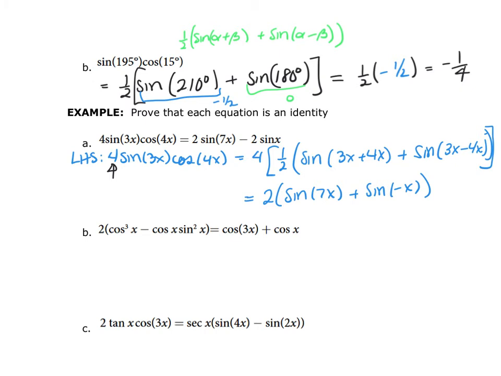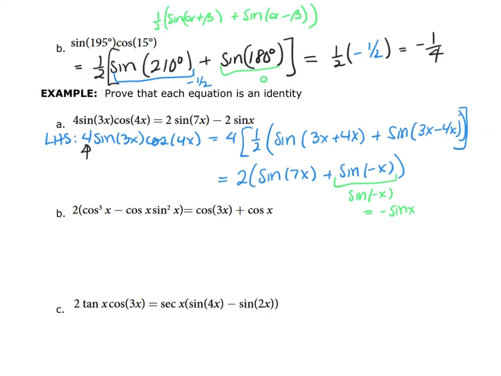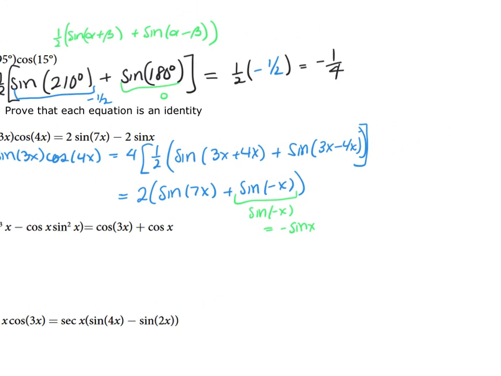Now remember, sine is an odd function, so the sine of negative x is equal to the negative sine of x. So using that bit of information, we're going to get, and distributing the 2 through, 2 the sine of 7x, and then minus 2 the sine of x.